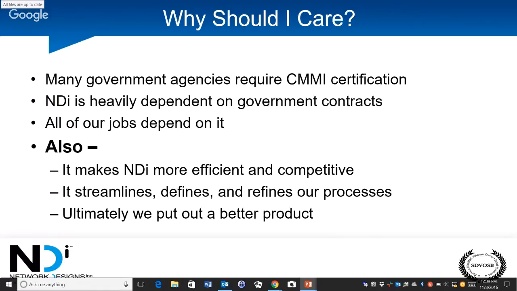So why should I care? We should care as NDi, and we should care individually because we seek to do better. We seek to do better as a company, and we seek to do better as individuals. So we want to be more efficient. We want to be more competitive. We want to be more streamlined. We want our processes to be good. We want to put out a really good product.